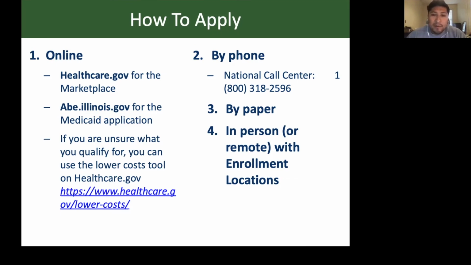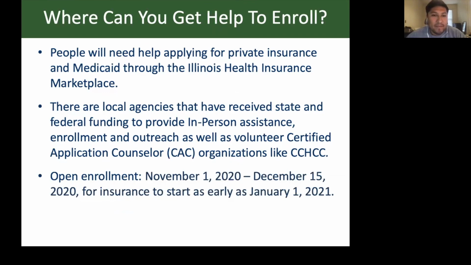The other way you can submit an application is by phone. You can call the National Health Center or the call center at 800-318-2596. You can also submit a paper application, but that's probably the least recommended option. And if you have questions about this, you can still seek remote assistance with applications by calling CCHCC, again, where you can get help with enrollment.